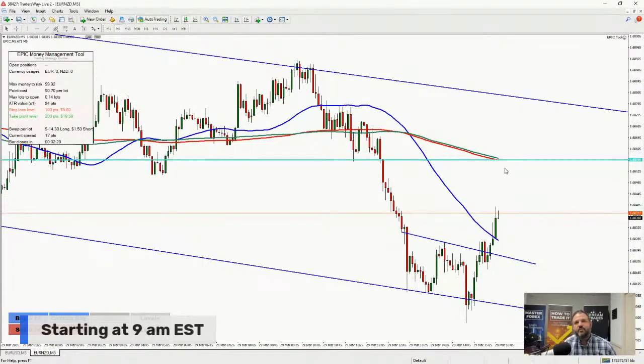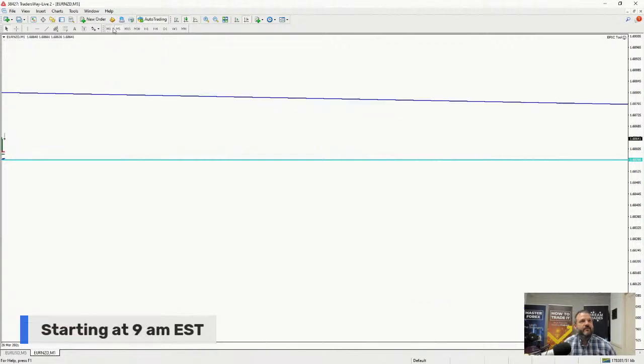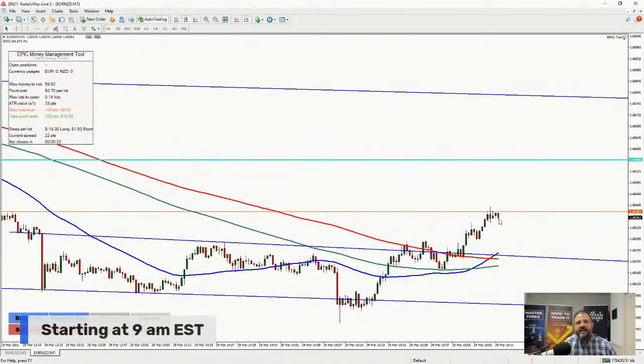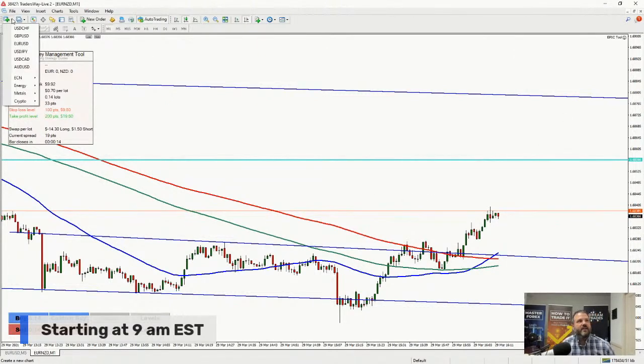We have some resistance right up here and up here. I'd like to see some kind of little pullback, and I'd like to see it come back down into the 682 level and then try to catch a move to the upside. So that's what I'm looking at on the Euro New Zealand.